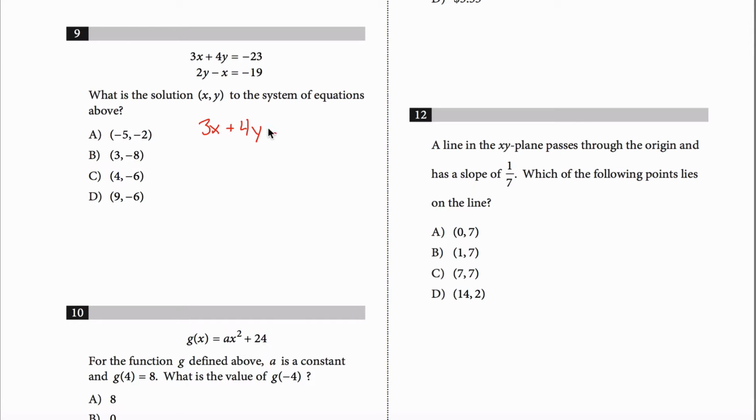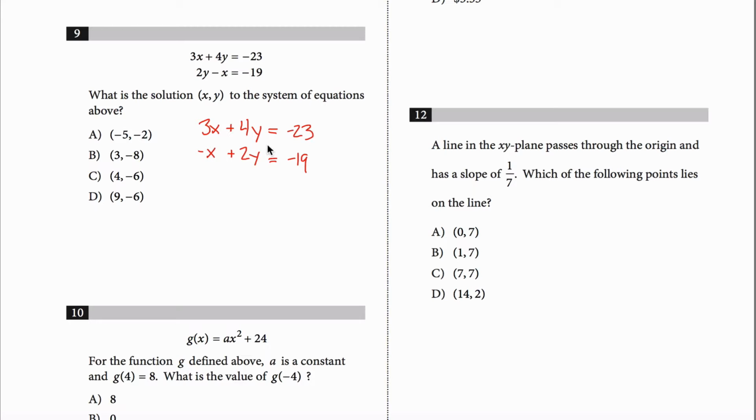3x plus 4y equals negative 23. Okay, but down here, why did they write 2y minus x? They could have just as easily written negative x plus 2y equals negative 19. It means the exact same thing, but it's a lot less likely that you'll make a mistake if your variables are in the same order.